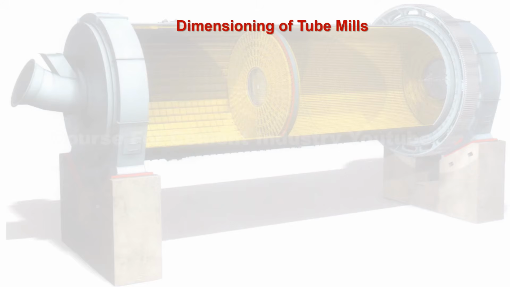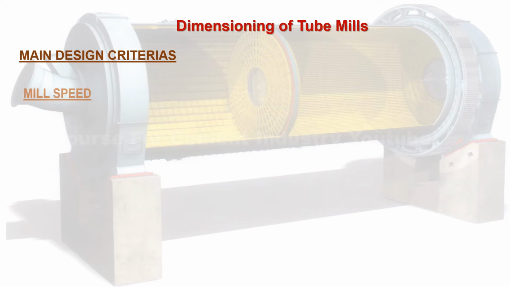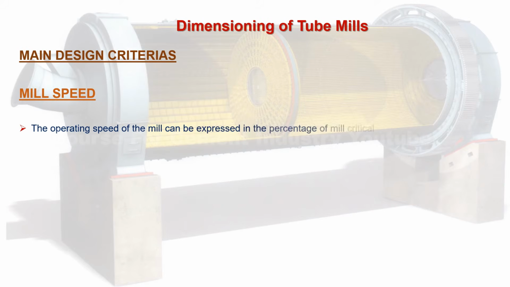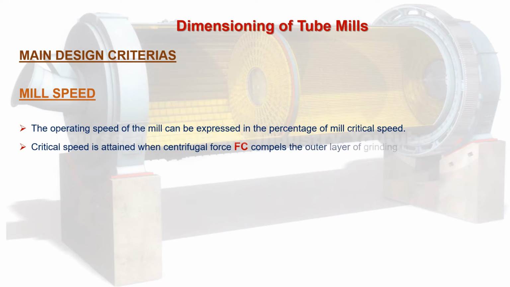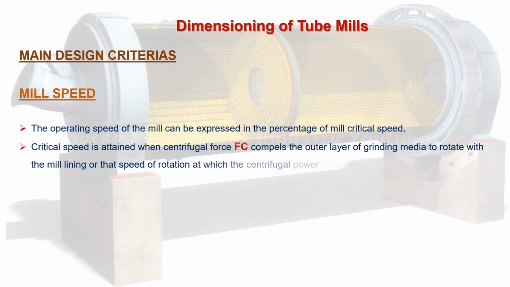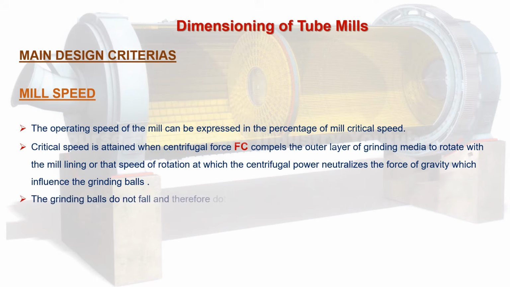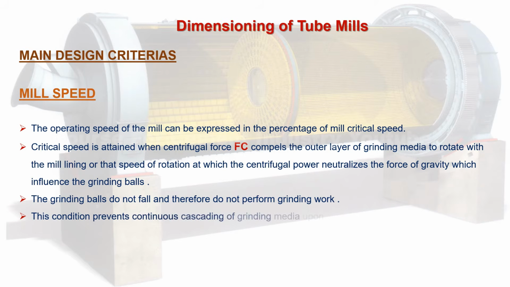In this section the main design criteria will be explained. 2. Mill speed. The operating speed of the mill can be expressed as a percentage of the mill critical speed. Critical speed is attained when centrifugal force compels the outer layer of grinding media to rotate with the mill lining, or that speed of rotation at which the centrifugal force neutralizes the force of gravity which influences the grinding balls. The grinding balls do not fall and therefore do not perform grinding work. This condition prevents continuous cascading of grinding media, upon which effective grinding is dependent.